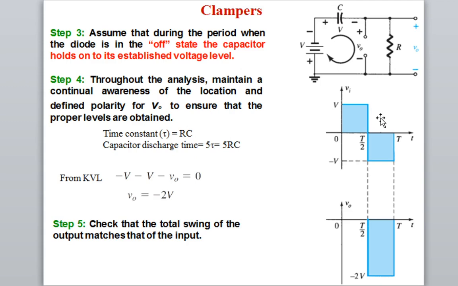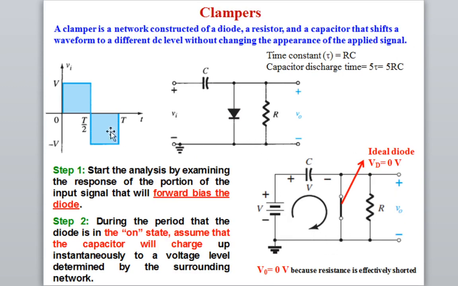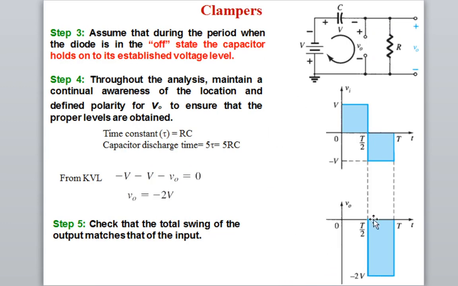Then this is step 4, and then check that the total swing of the output matches that of the input. So here you draw the input and, below that, the output. As I discussed, for the 0 to T half cycle the diode was in forward bias, so there was no voltage drop, so there is no voltage from 0 to T half. And from T half to T the diode was in reverse bias, so we have got minus 2V volt in the negative cycle. So for a complete cycle of the input signal, this will be the output: 0 and minus 2V over T. So this is the output signal.